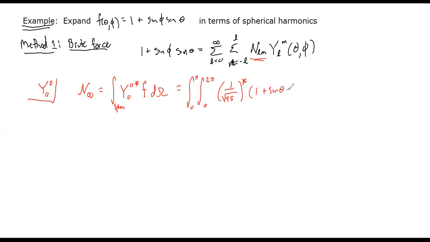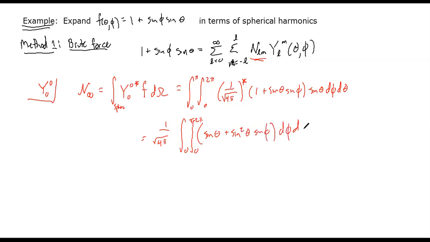1 plus sine theta sine phi. And then integral over the sphere, unit sphere, is sine theta d phi d theta. Okay, and I just do that. So multiplying through, what I get is a sine squared theta. And honestly, that's just a constant, so let's put it up front. Multiplying through, I get this.